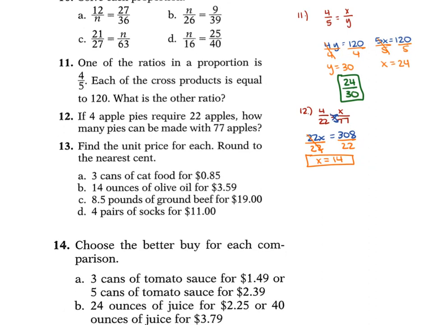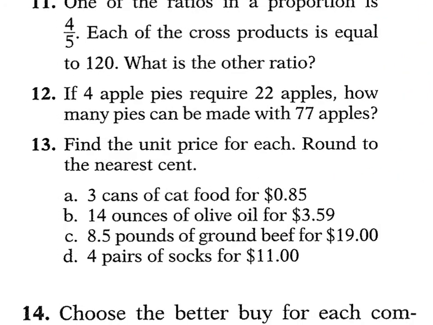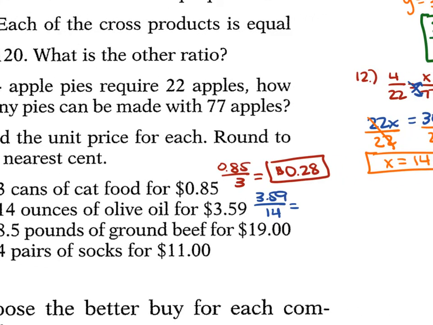For 13, we're finding the unit price for each and rounding to the nearest cent. So for 13A, we have 3 cans of cat food for 85 cents. So this would just be 85 cents, or 0.85, divided by 3, which gives us 0.283 repeating, so that's 0.28. For B, it's 14 ounces of olive oil for $3.59, so it's $3.59 divided by 14. So 3.59 divided by 14 gives us 26 cents per ounce.